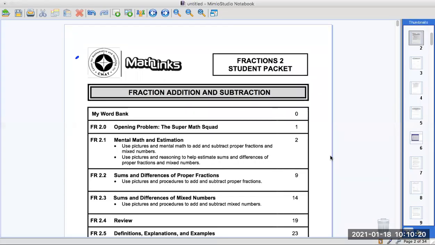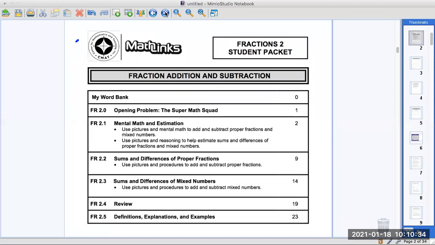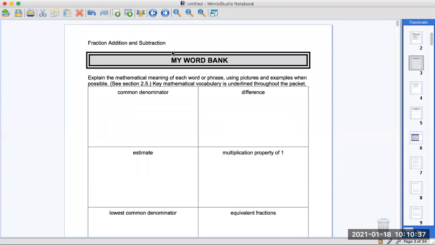Hello, everybody, and welcome to our second chapter in this class. It's Fractions 2. Make sure you have the correct book. And it's a continuation of our last lesson. And let's go see what we have in the word bank.